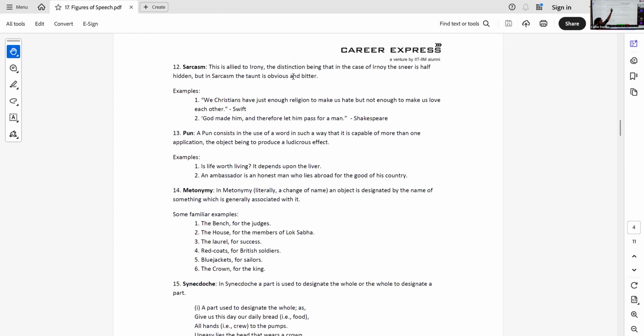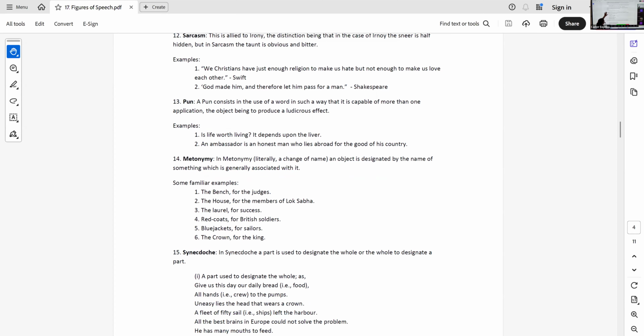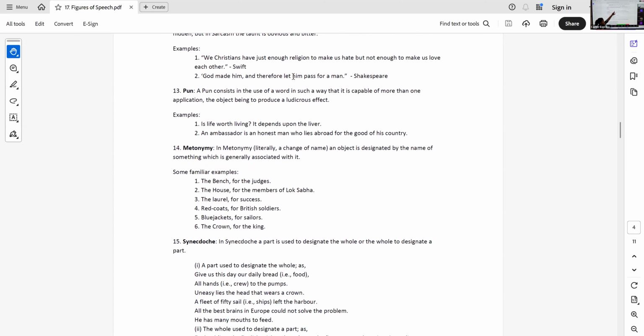Sarcasm is often criticism because sarcasm is used to criticize. Pun. Is life worth living? It depends on the liver. दो तरह के liver है. एक जो आपका अपने अंदर है, the organ, and liver is the जीने वाला, जो life को जी रहा है, the liver, right? So can you see they are playing on the word? The word is being used in two senses.